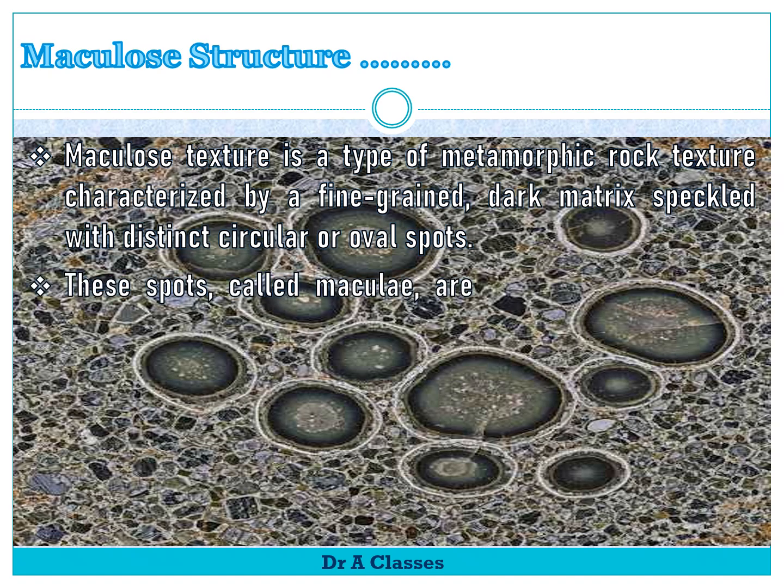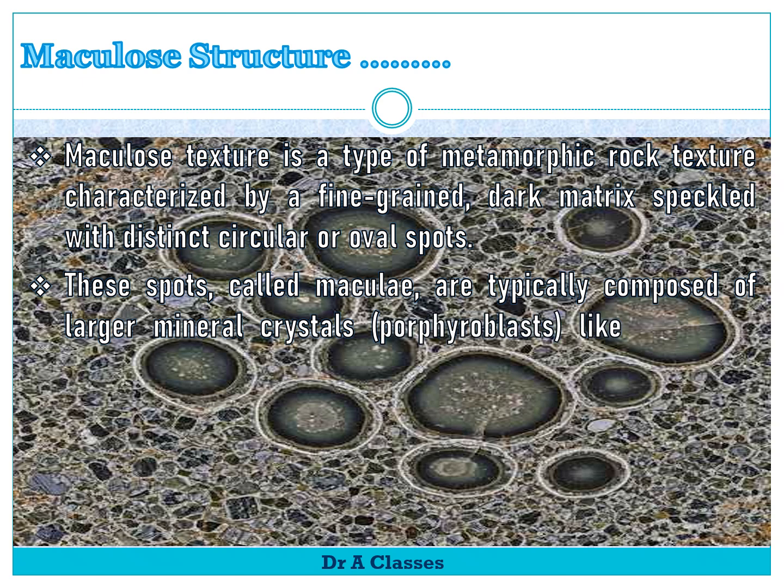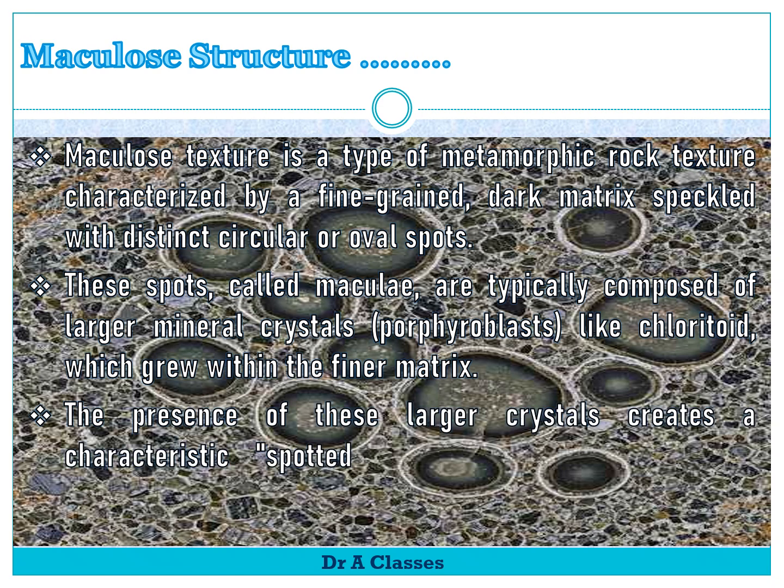These spots, called maculae, are typically composed of large mineral crystals or porphyroblasts like chloritoid, which grew within the finer matrix. The presence of these large crystals creates a characteristic spotted appearance that is a key identifying feature of this texture.